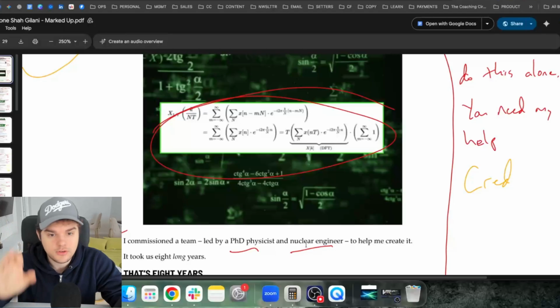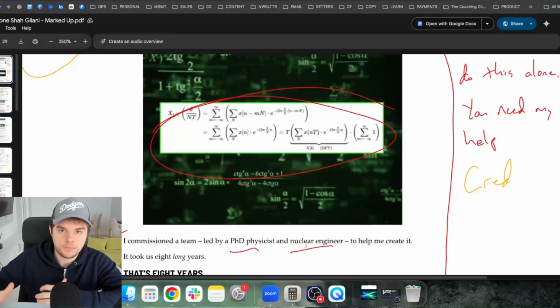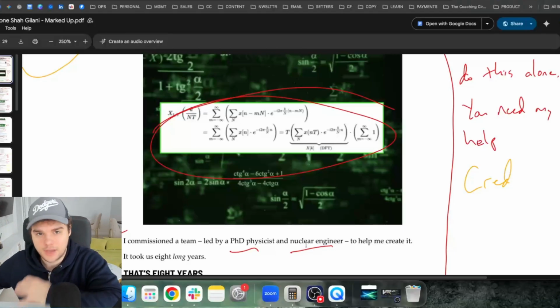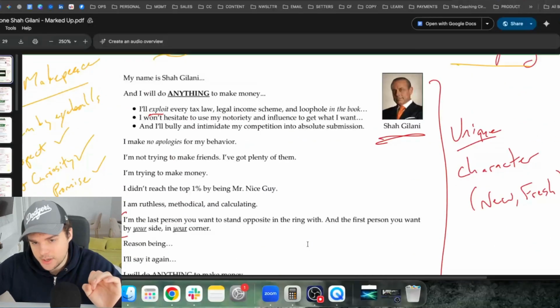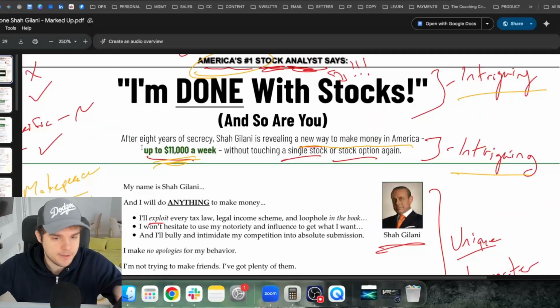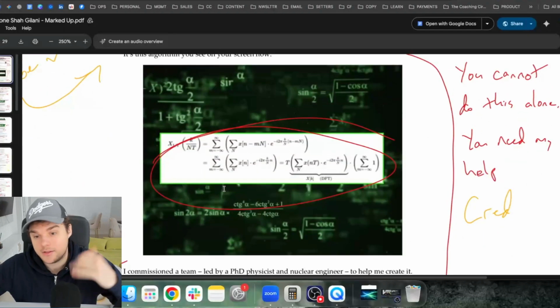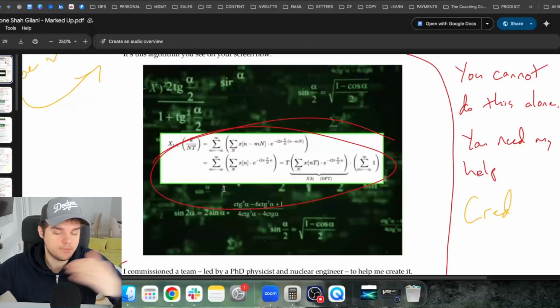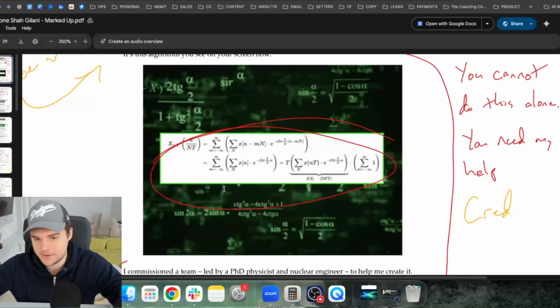Thanks to this algorithm, he can help you make $11,000 every single week. So as you can see, we have a specific promise right here, 11,000 every single week, and this promise is doable because of the unique mechanism. So he justifies why he can promise you to make 11,000 per week. It's because of this unique mechanism, right? This is my secret sauce. This is how I'm going to help you do that.